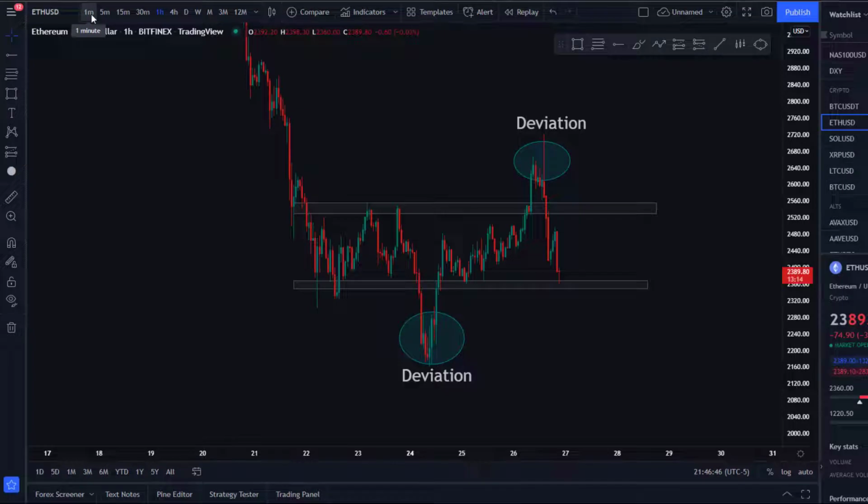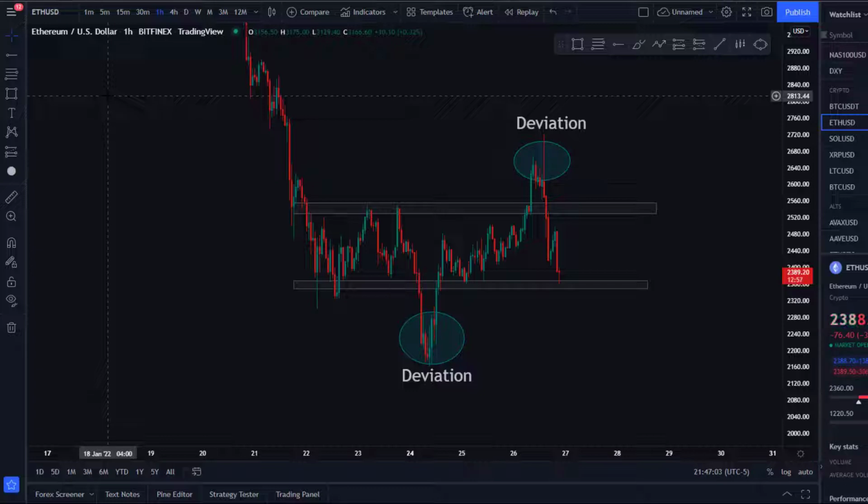In today's video, I'm going to be doing a very quick video on how you can identify and trade deviations and why they are one of my favorite setups to actually take in any market. So here's an example on Ethereum US dollar for two perfect examples of deviations.